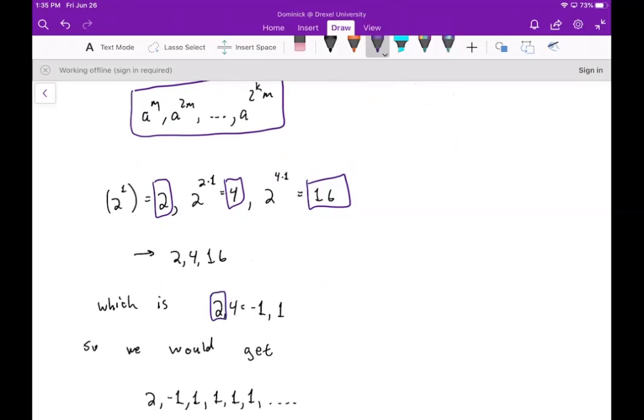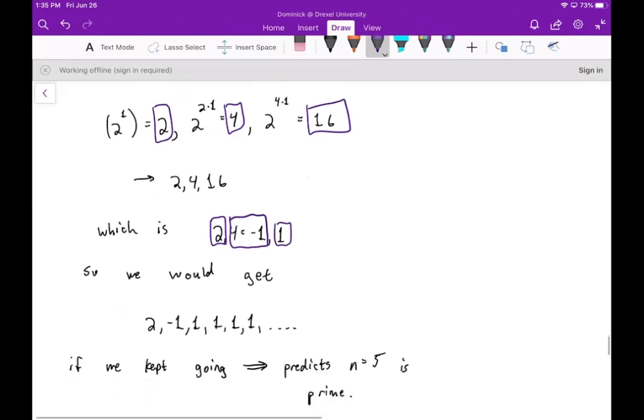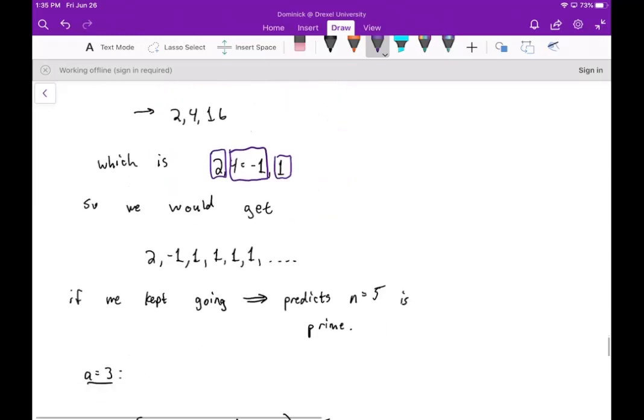First number, 2 is still 2 mod 5, but 4 mod 5 we could think of as negative 1. And of course 16 mod 5 is 1, right? So if we were to carry out the test here, we get 2, negative 1, and then 1s for the rest of the way, right? If we were to keep going. So this correctly predicts that n equals 5 is prime.